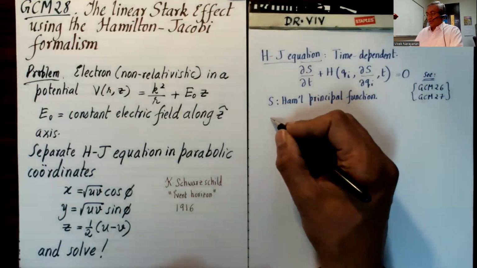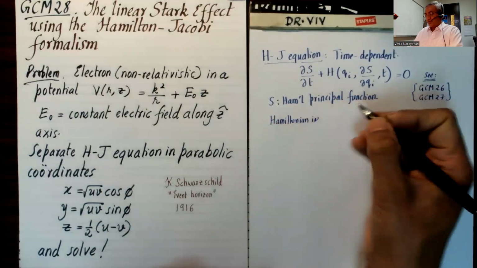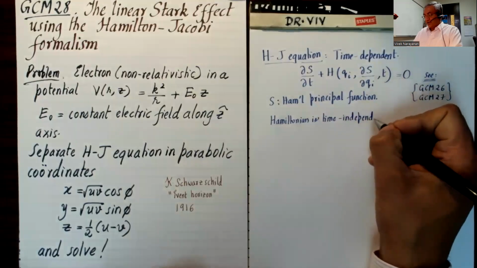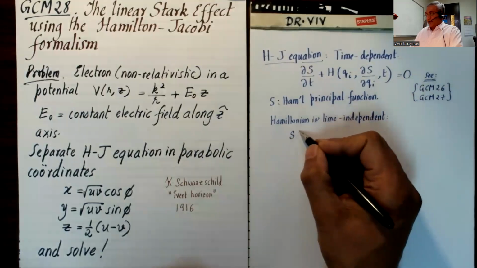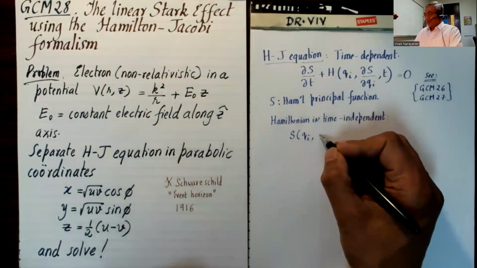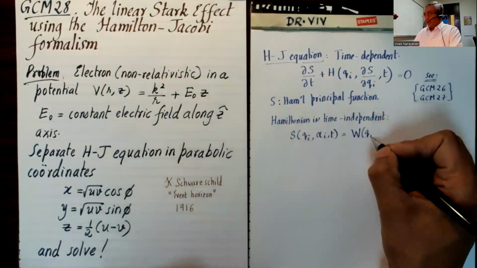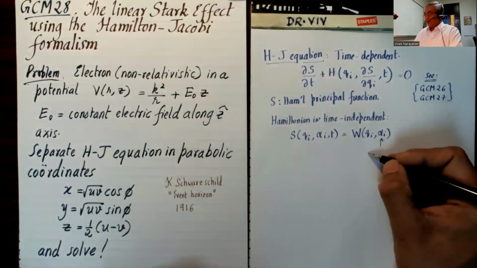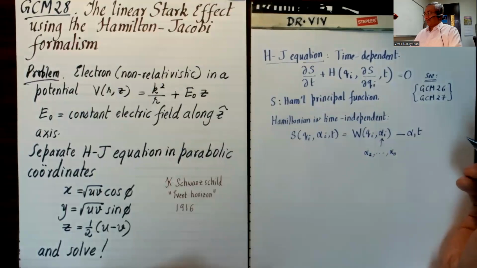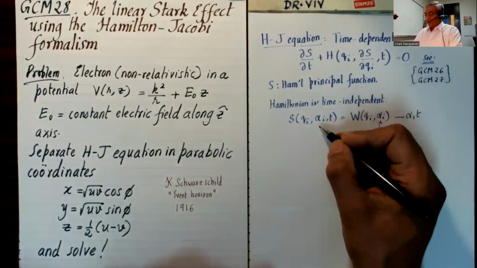If the Hamiltonian turns out to be time independent, which it would be in this case, then we could write this in a slightly nicer way. So we can write S, which is a function of Qi, the momenta, which I'm going to call alpha i, and t, as W of Qi, alpha i, with the understanding that these alpha i's are just alpha 2 up to alpha n, and then you can isolate alpha 1 to go along with time. So you can write it like that. So secretly, we know that alpha i are the new momenta.